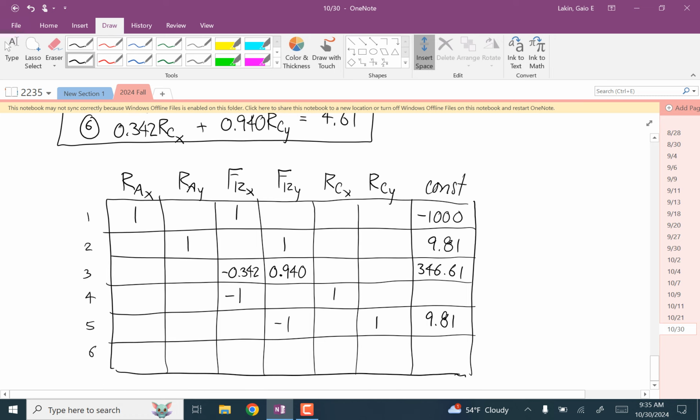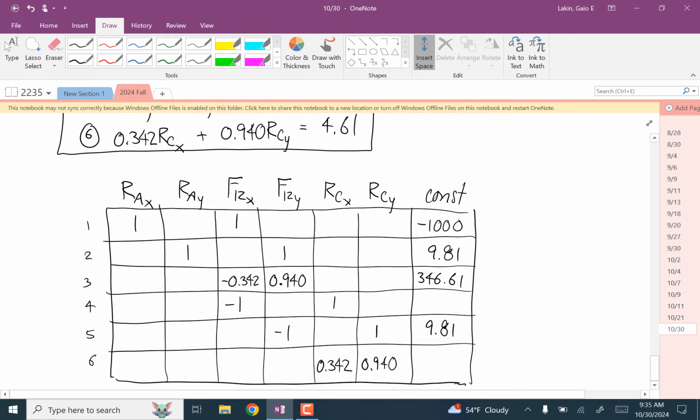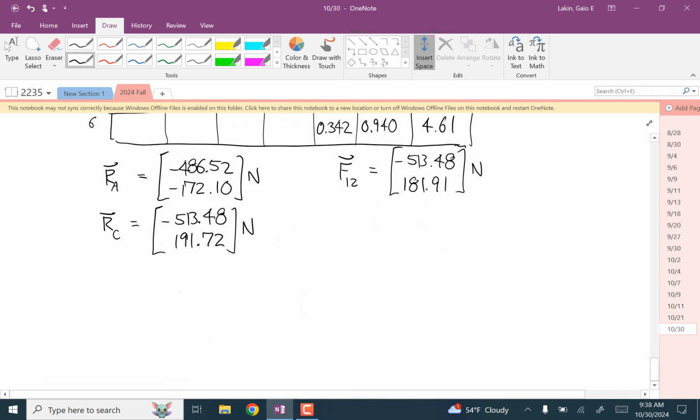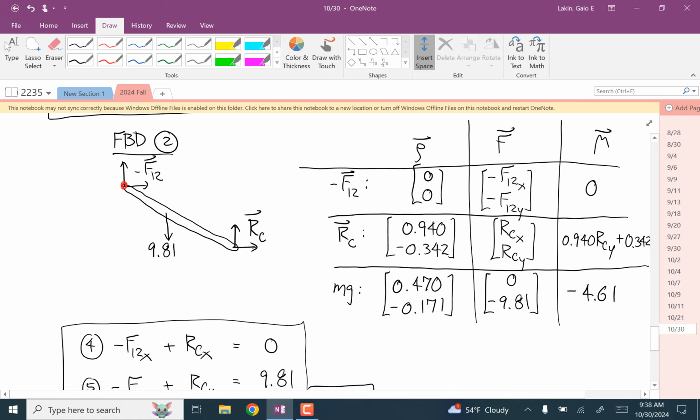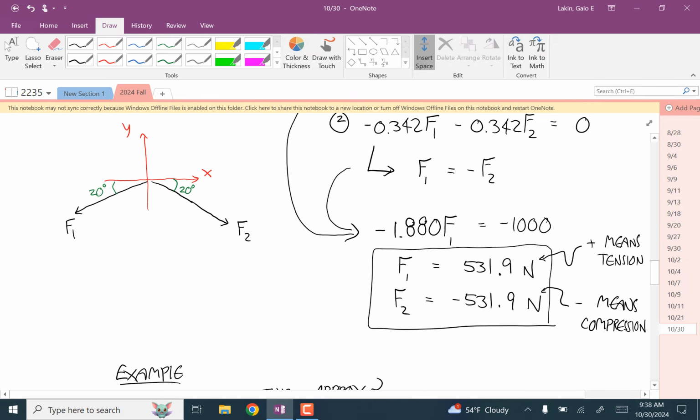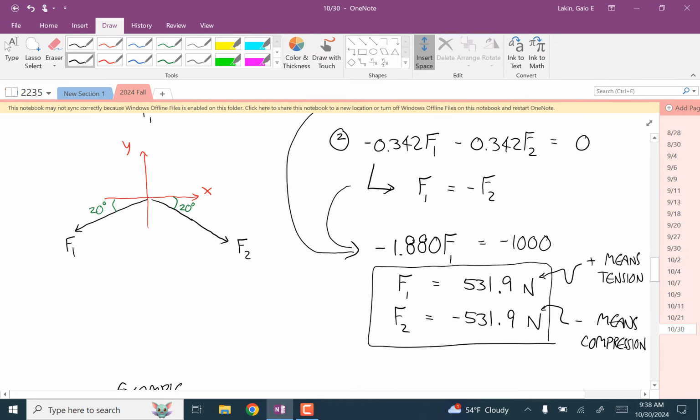Equation 6, RCX's, we have 0.342. RCY's, we have 0.940. And then the constant is 4.61. Find the length. So, like, square root of the squares. Oh, we could do that. I was going to go the other way, I guess, and multiply these by the directions, you know?